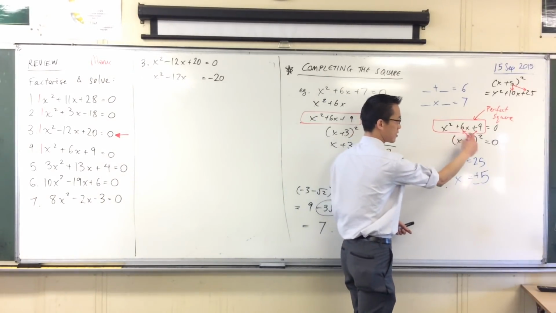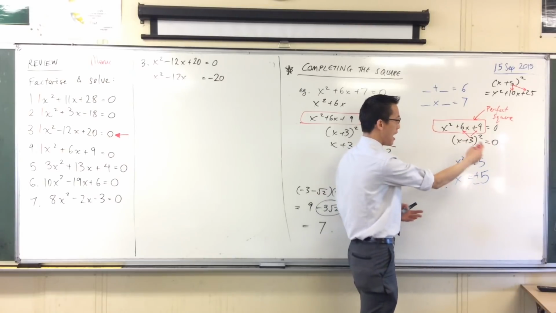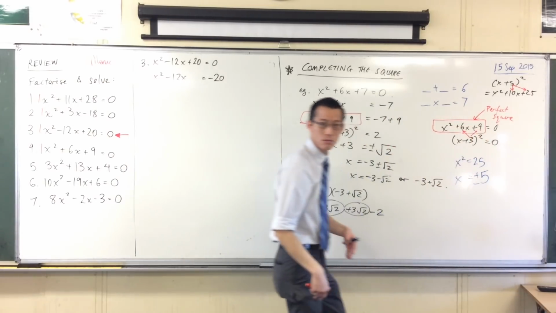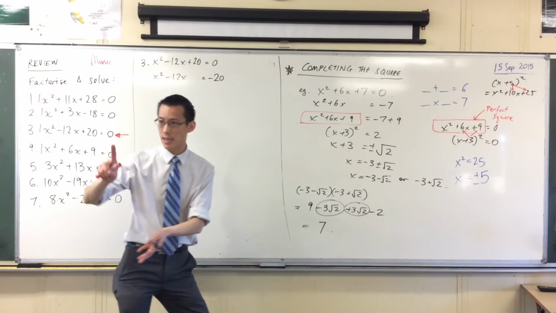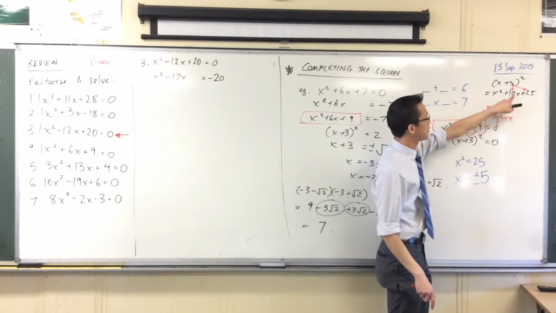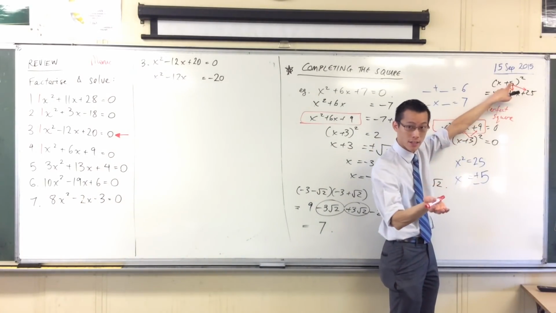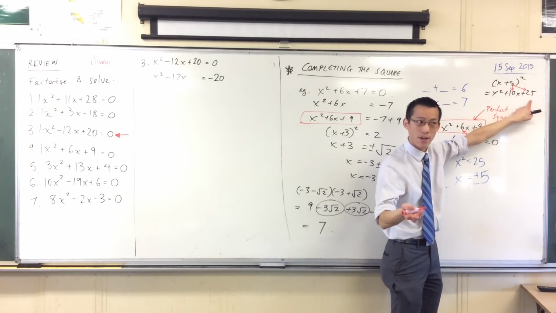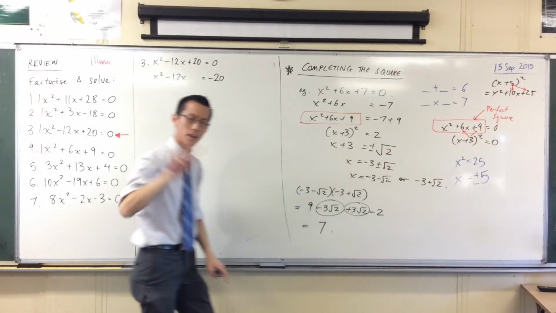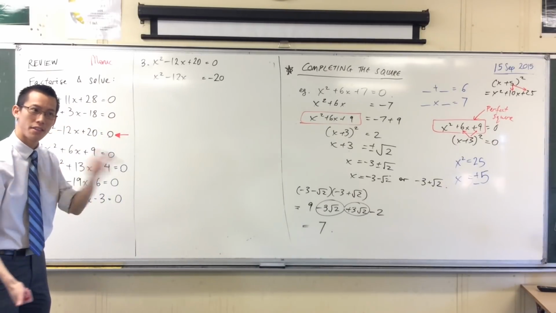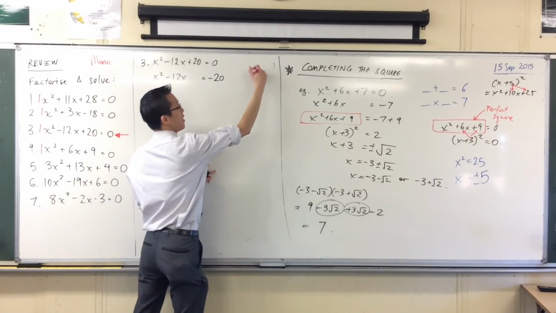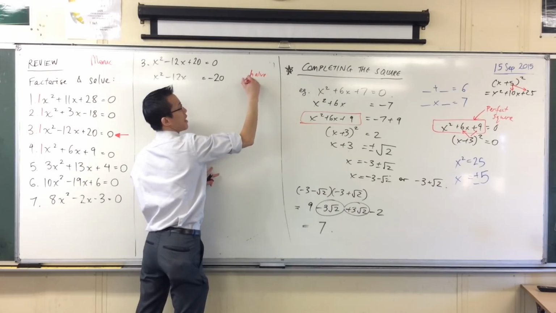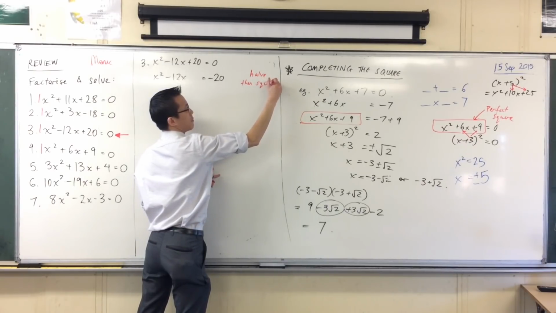So to go from 6 to 3, you halve it, and then you go from 3 to 9, you square it. Let me test that again. To go from 10 to 5, I halve it, and then to go from 5 to 25, I square it. That's the two things I do that complete the square. I halve, then I square. In fact, that's so important, I'm going to write it. I halve, then I square.